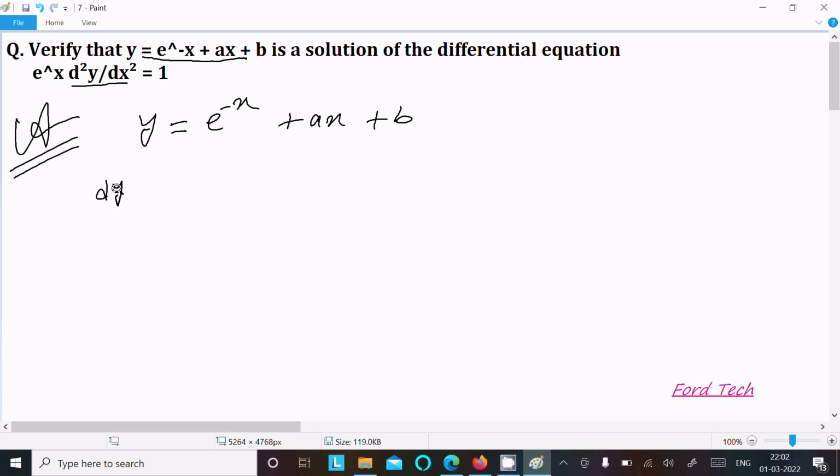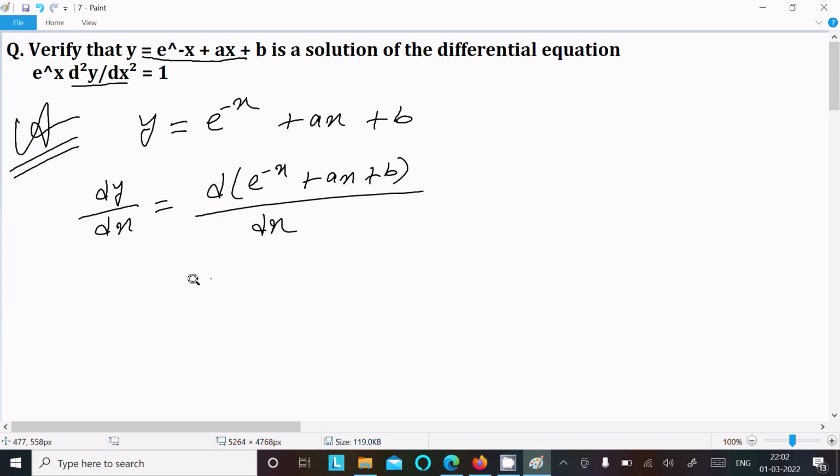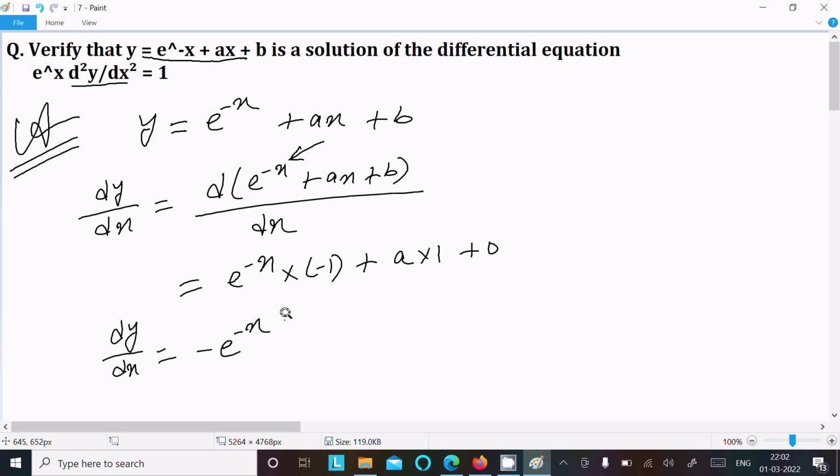So dy by dx, doing the differentiation with respect to x. So this is d of e power minus x, times (a x plus b), divided by dx. Here exponential differentiation gives e power minus x, and minus x differentiation gives minus 1. For a x the differentiation is a, and b, the constant, differentiation comes 0. So we can write dy by dx equal to minus e power minus x, times (a x plus b), plus e power minus x times a.